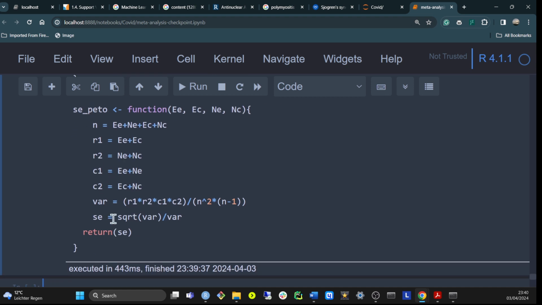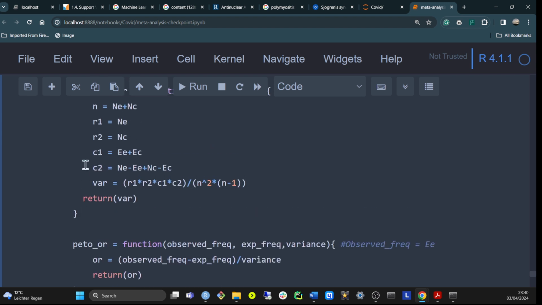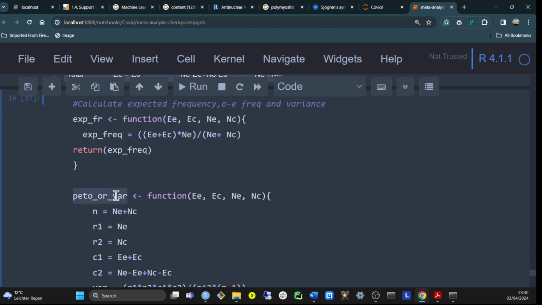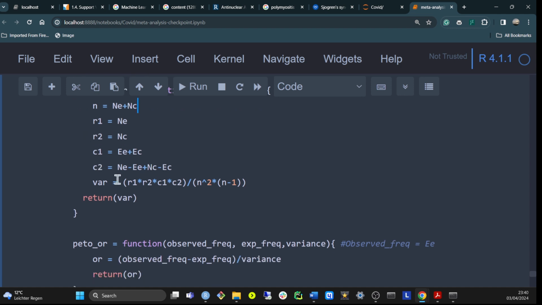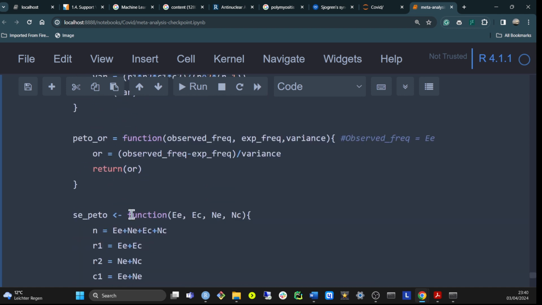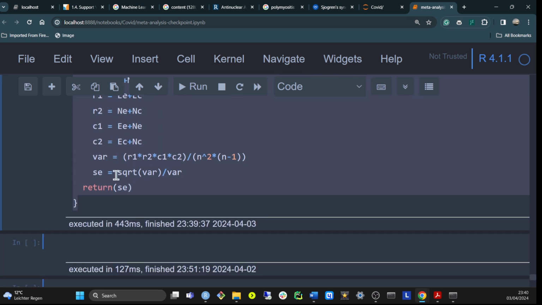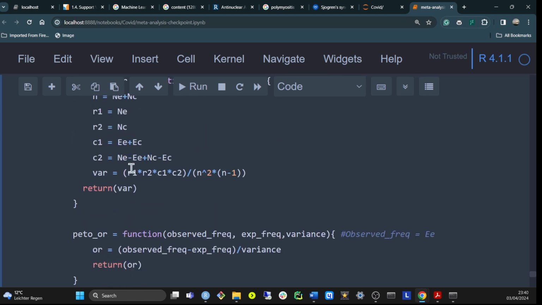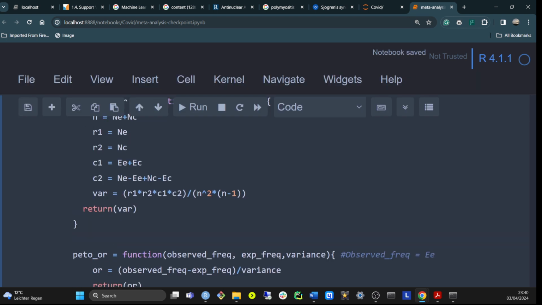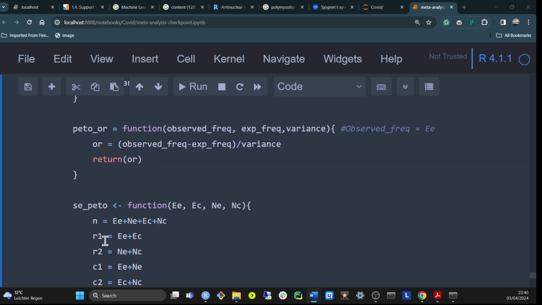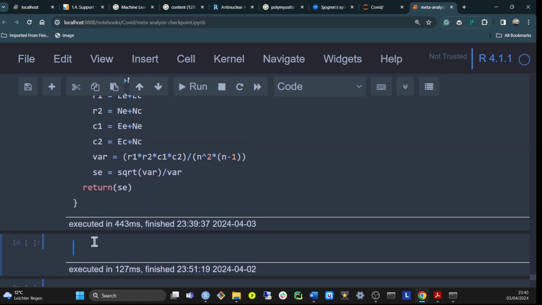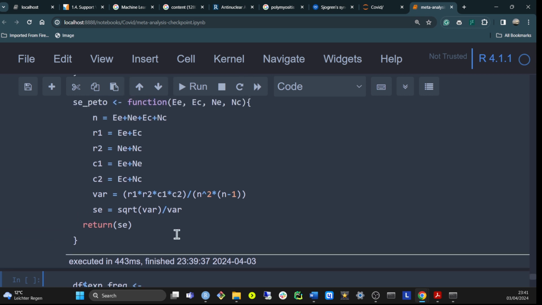But if I sum all of them, that means I'm doing the weighted averaging. So I'm weighting them. That will give me the sum total of the Peto's odds ratio. So this is the formula that we have here. For the pooled, we take the sum of the observed minus expected divided by the variance, and then we exponentiate. This is actually what we just did now.